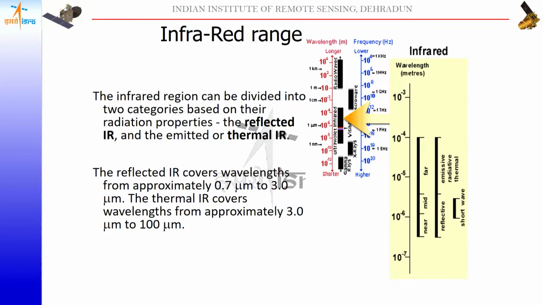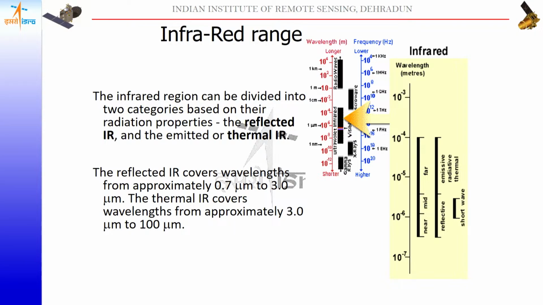0.7 to 3 micrometers is the range of reflected IR. So here the remote sensing that takes place uses reflective principles. Its sensing is similar to that of visible light. In fact, together with visible light and the reflected portion of IR, that means 0.4 to 0.7 and from 0.7 to 3 micrometers, this entire range is also called the optical range of remote sensing. And from 3 to 100 micrometers, it is the thermal IR.